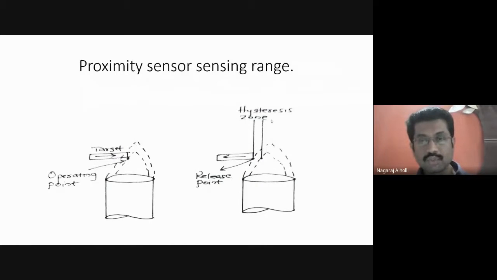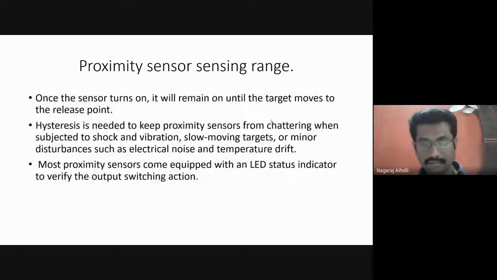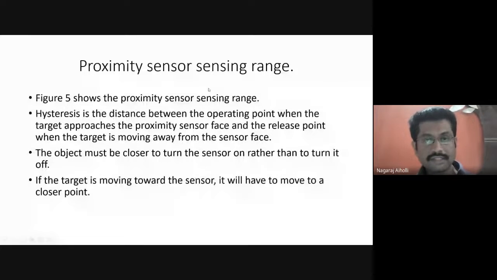That means it is a zone within which the sensor must operate. If it goes beyond this zone, the sensor is not able to detect the object. This is the distance between the operating point, when the target approaches the proximity sensor face, and the release point, when the target is moving away from the sensor face.